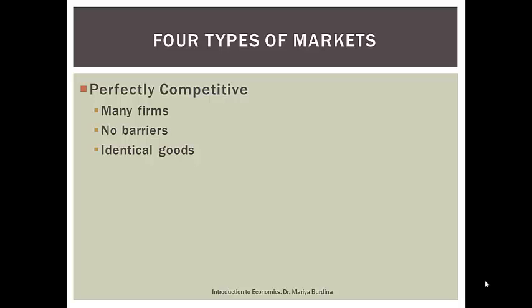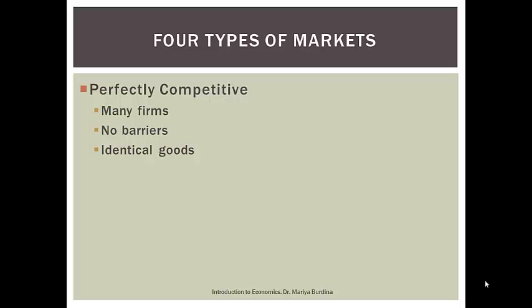In this market, there's many firms and many buyers, so many sellers, many buyers. There's no barriers to entry to that market, meaning that if you want to start producing there, you can do so pretty easily. And one of the most important characteristics of this market is that we sell identical goods, meaning there's no difference between what I'm selling and what you're selling. So consumers believe that we are selling absolutely the same types of products.